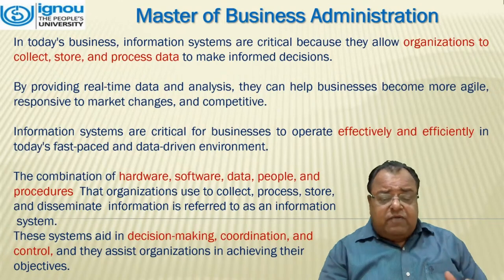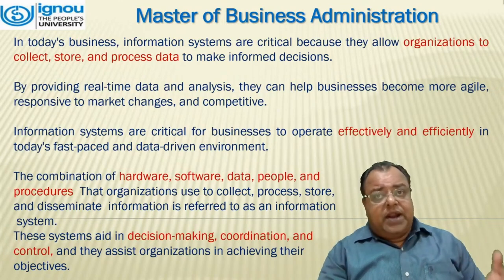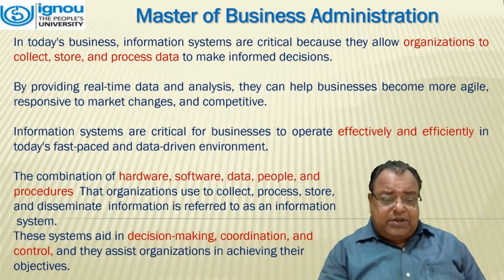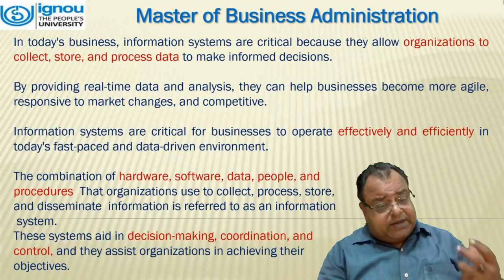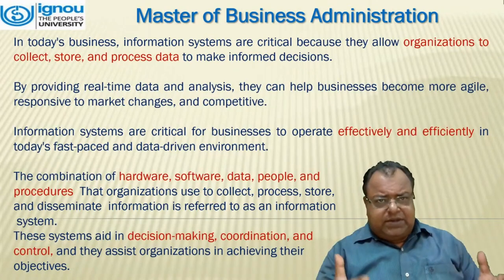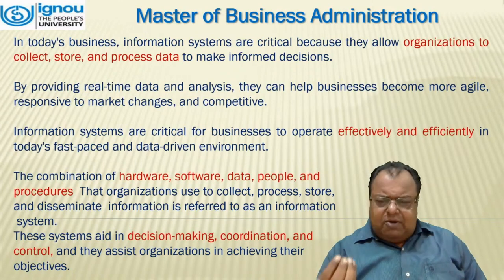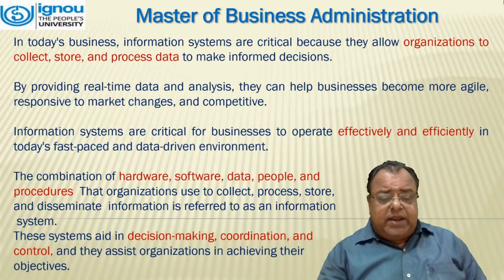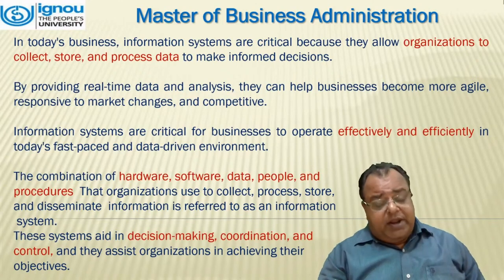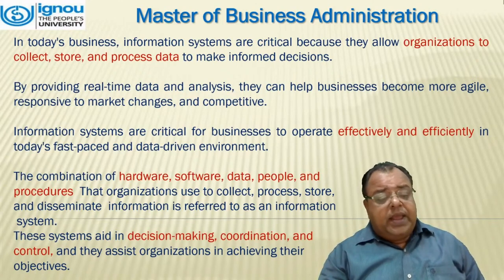The combination of hardware, software, data, people, and procedures that organizations use to collect, process, store, and disseminate information is referred to as an information system, or this may be called a small definition of information system. These systems aid in decision making, coordination, and control, and they assist organizations in achieving their objectives.